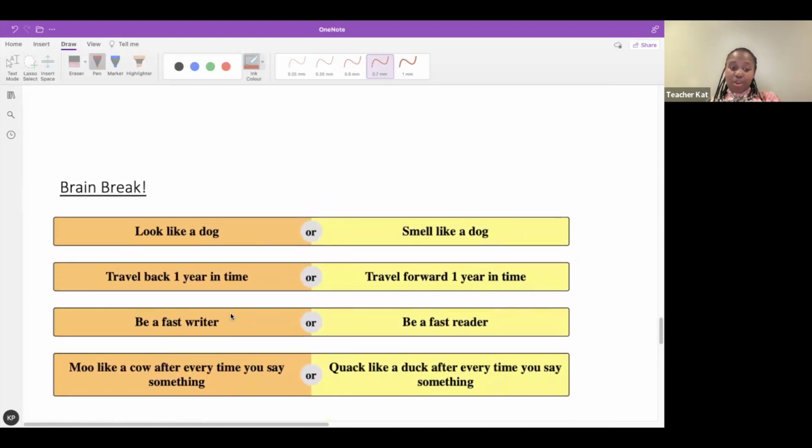Okay, last one. Would you rather moo like a cow every time you speak or quack like a duck every time you speak? So you are either quacking or you are mooing. What do you think? Angel is going through the most. Wow. Not you guys picking mooing.